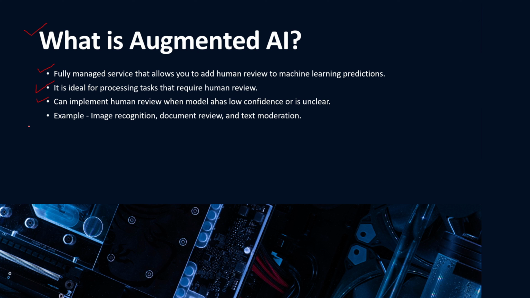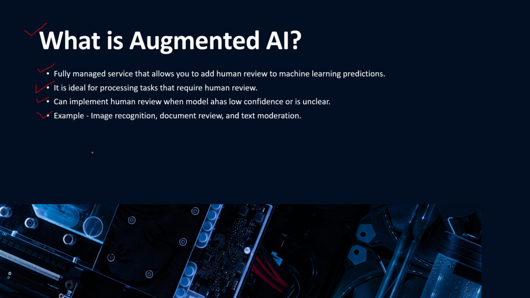And also you can implement this if your machine learning model has made a prediction and the confidence is pretty low. Then you can have a human intervene just to make sure that the prediction that the AI model has created is correct. A couple examples where you can use Augmented AI is you can use it for image recognition, document review, and text moderation.